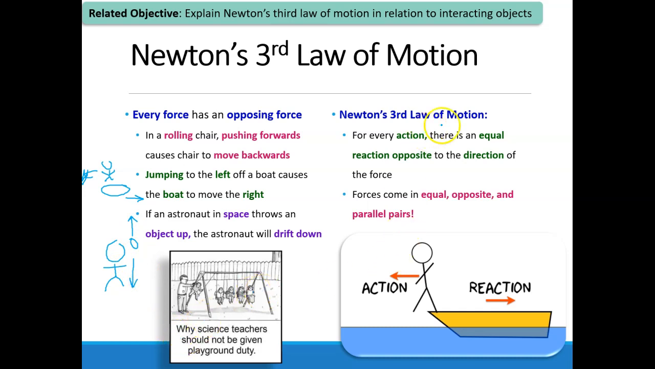Okay, so for every action there is an equal reaction opposite to the direction of the force. So this is Newton's third law. And keep in mind that these forces come in equal pairs, meaning they're exactly the same force. One's going in one direction, the other one's going in the opposite direction. And when we say opposite, we mean the parallel opposite direction, right? So if something is going to the left, the parallel opposite force would go to the right. If something's going up, the parallel opposite force would be going down. If something's coming forwards, the parallel opposite force would be going backwards. Okay, so that is Newton's third law of motion in summary.